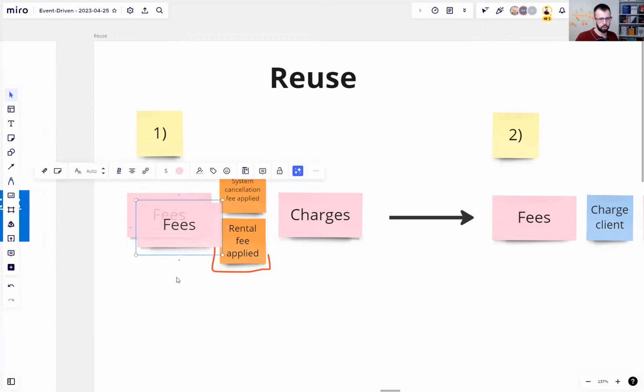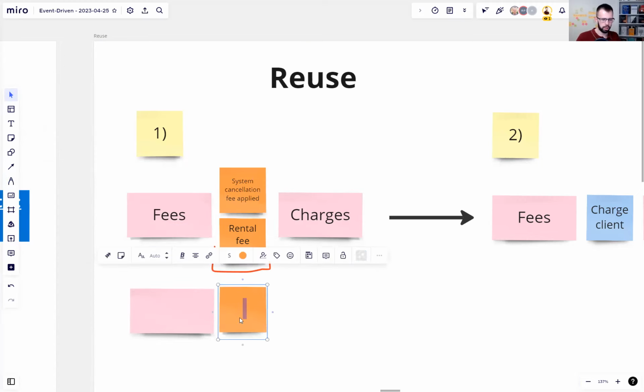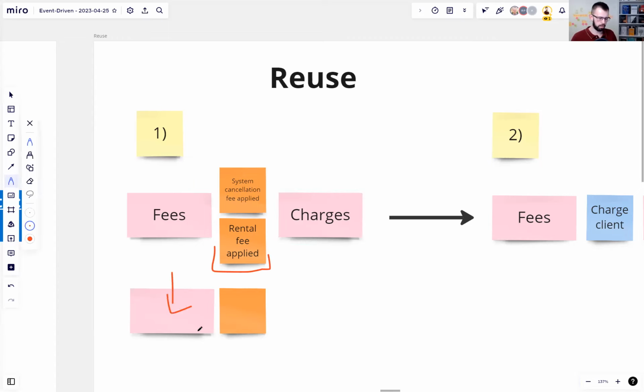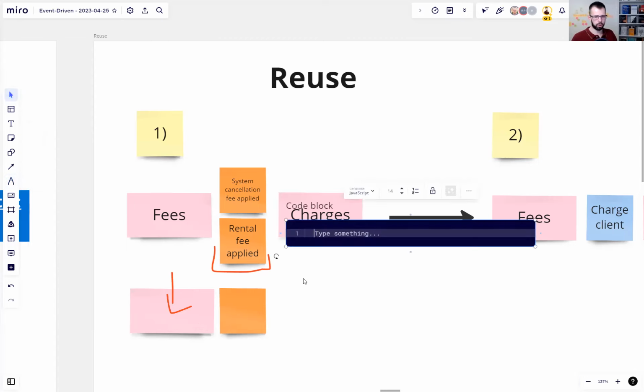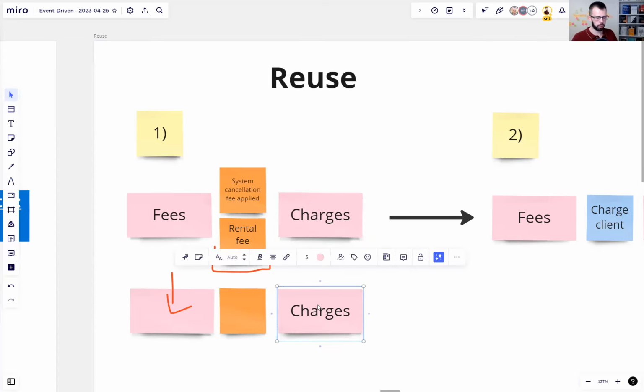If you would like to introduce a different module there, we would also need to add an additional event to it. To communicate with charges, to pay for something, we would need to change not only our new part of the system, but also charges, because charges would need to react to this event. We would need to create a new policy, a new reaction, in charges.